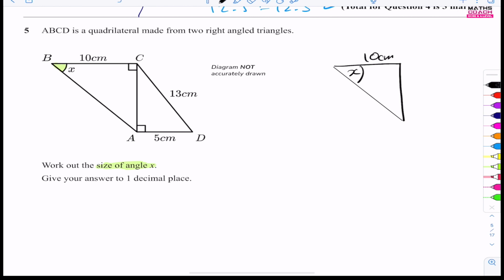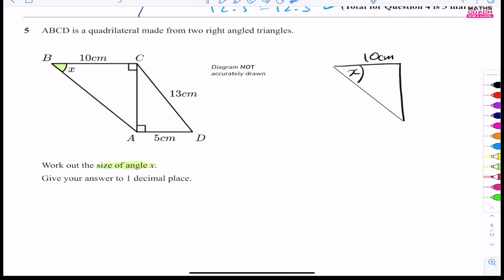That's 10 centimeters. We don't have anything else other than this side here to help us work X out. Now, what's the topic? That's something else you need to identify. It's trigonometry. You're going to use SOHCAHTOA to find angle X. But to use SOHCAHTOA, you need one of the other lengths. Okay, you need either this length or that length. So this length or that length.